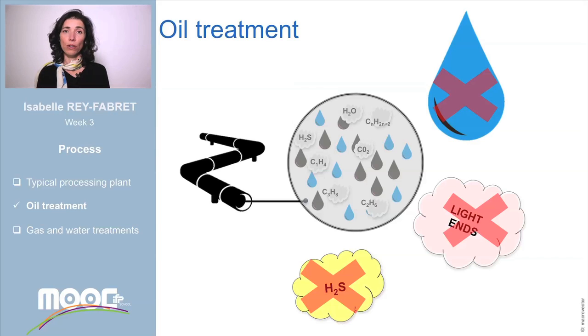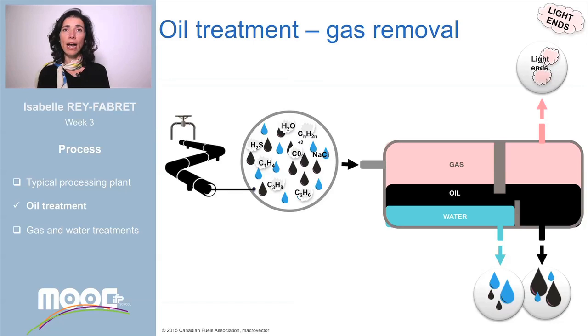Let's focus on the oil. Let's consider one by one three specific components of it: the light ends fraction, the water and salt, and the hydrogen sulfide. Why and how to remove them?